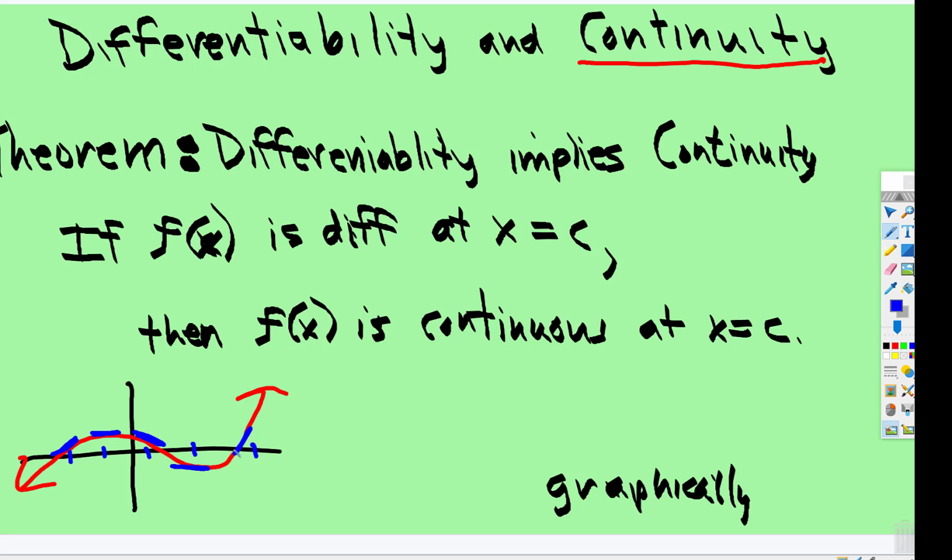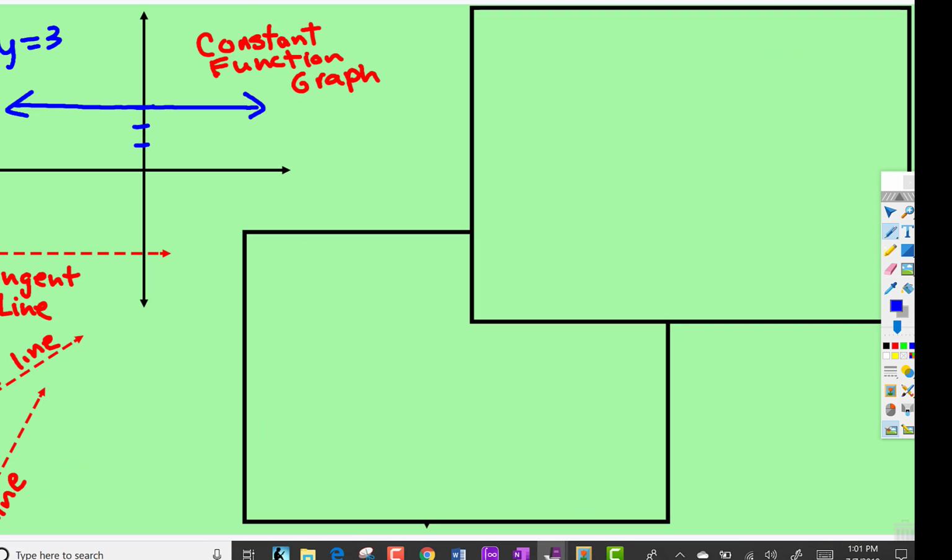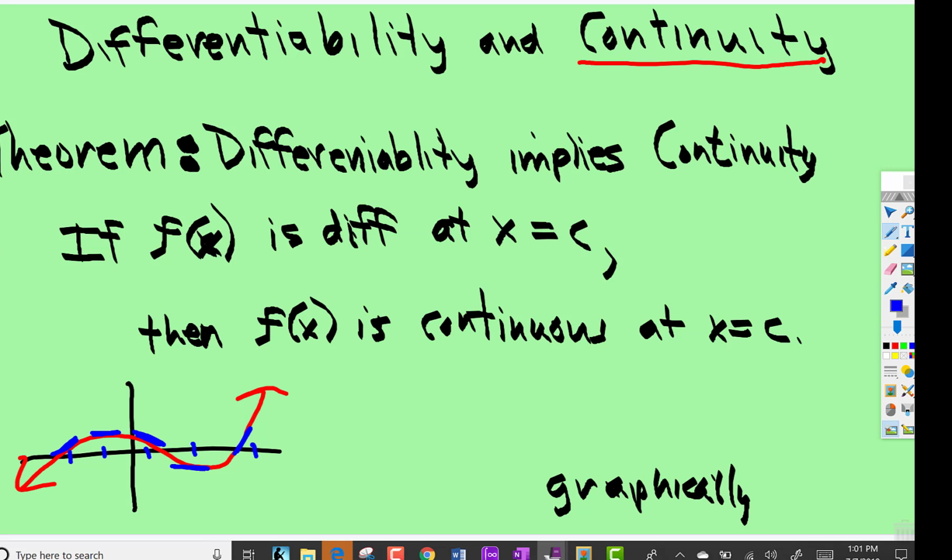Continuous graphs, you can always find the derivative. So differentiability and continuity go hand in hand. So differentiability implies continuity. If f of x is differentiable at a given c value, when x is equal to c, I should say, then that means f of x is continuous at x equal to c. So there you have it. And I think I might have shown it over here. Oh, that's going to be a different video.